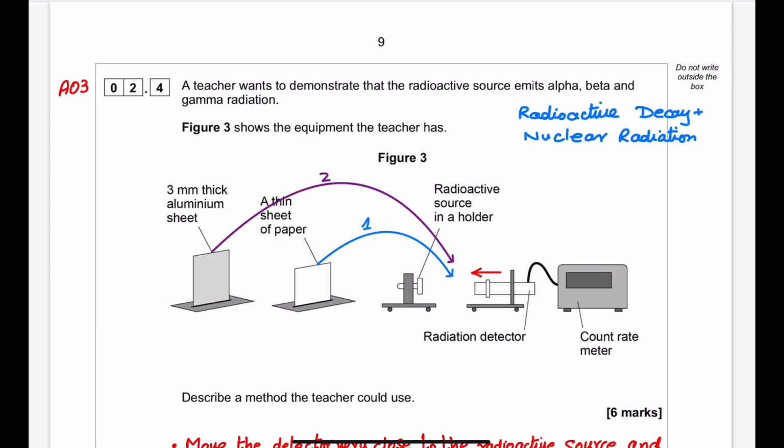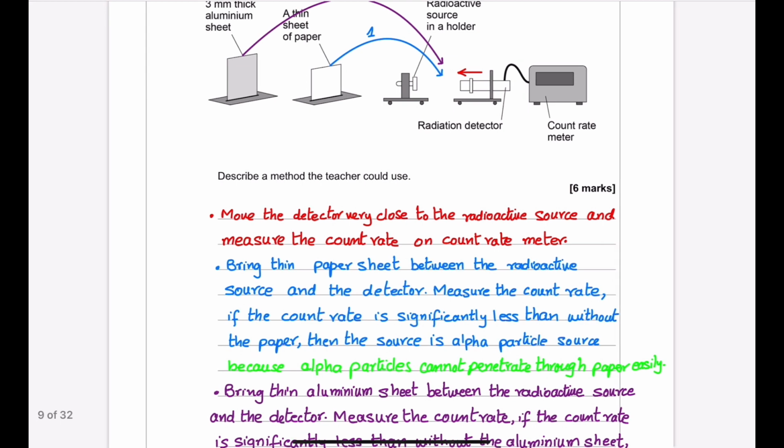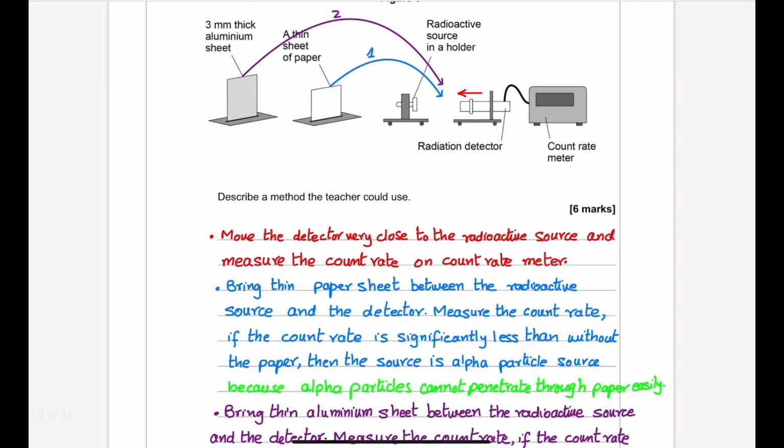Let's see the model answer. Move the detector very close to the radioactive source and measure the count rate on the count rate meter. Bring a thin paper sheet between the radioactive source and the detector. Measure the count rate. If the count rate is significantly less than without the paper, the source is an alpha particle source because the alpha particles cannot penetrate through the paper easily.